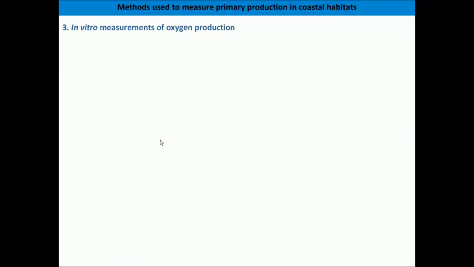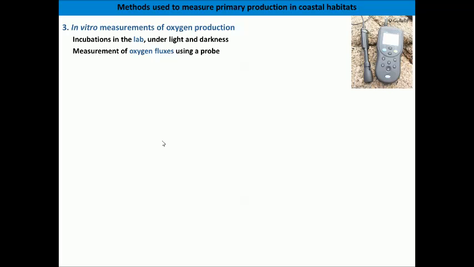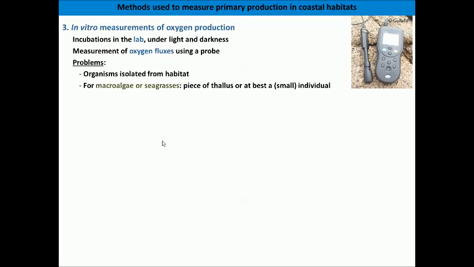Another method that is also in vitro measures oxygen production, again using incubations. This time you measure oxygen fluxes using a probe. Still a few problems with this method. Your organisms are still isolated from the habitat. For macroalgae or seagrasses, again, you only use a piece of thallus or at best a small individual.